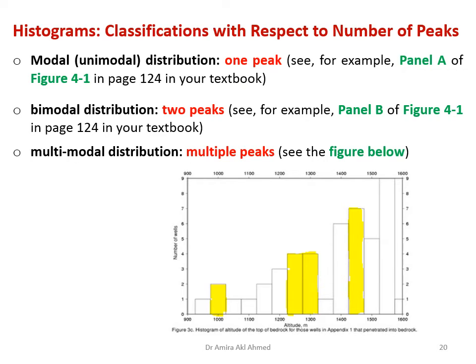Generally speaking, shapes of distributions could be divided into 3 broad shapes. They are modal distributions, bimodal distributions, and multimodal distributions. Let's define them using simple words. A modal distribution is a distribution that has only one peak, whereas a bimodal distribution has 2 peaks. Finally, a multimodal distribution has multiple peaks.